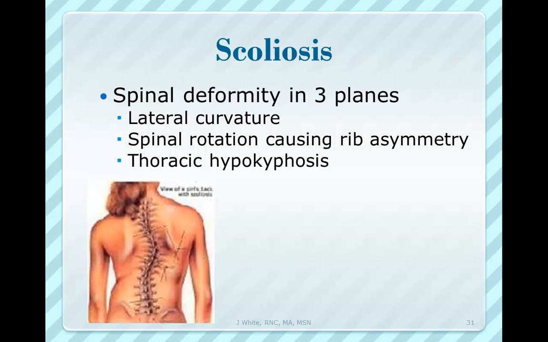Okay, scoliosis. Scoliosis is a spinal deformity where there's lateral curvature of the spine. Anytime you have a curve in one area, you have to have a curve in another area so that you remain in a straight upright position. So what you notice is that there's actually two curves.